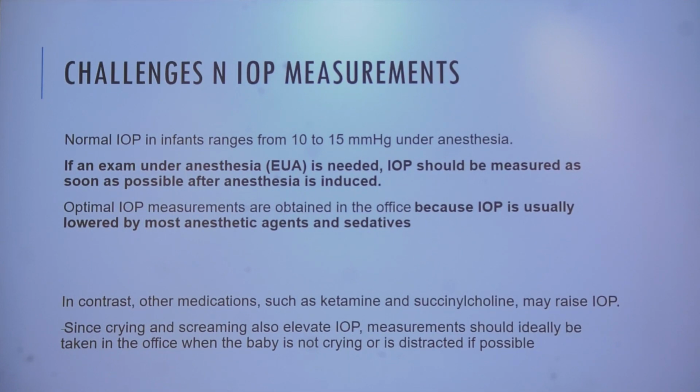So the most important thing is the challenges in the IOP measurements. Normal IOP in infants is around 10 to 15 under anesthesia. If an examination under anesthesia is needed, IOP should be measured as soon as possible after anesthesia is induced. Optimal IOP measurements are obtained in the office because IOP is usually lowered by the anesthetic agents and the sedative. In contrast, other medication like ketamine and succinylcholine can increase the IOP, and crying and screaming also can increase the IOP.